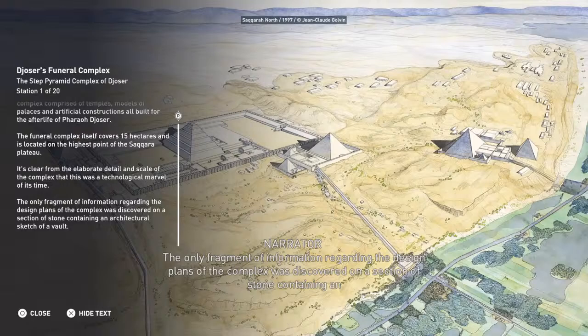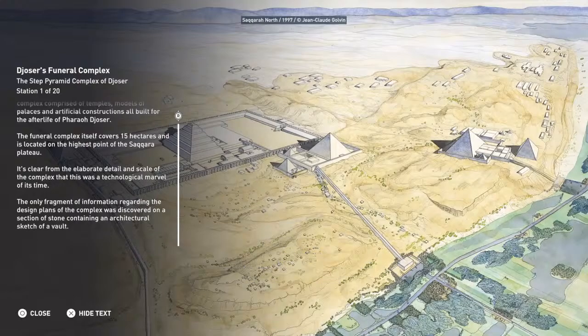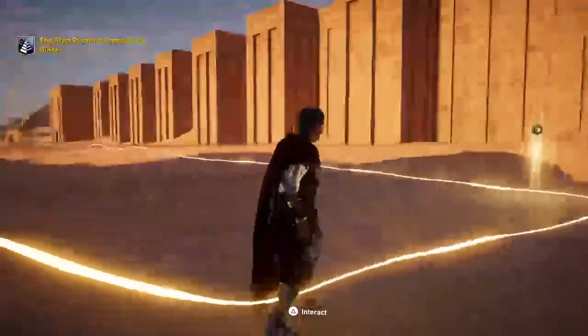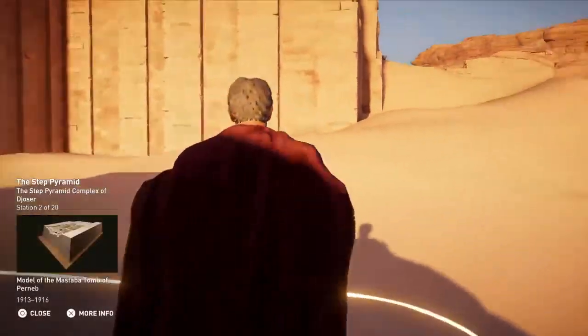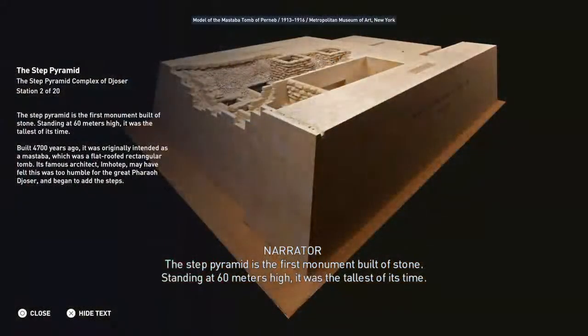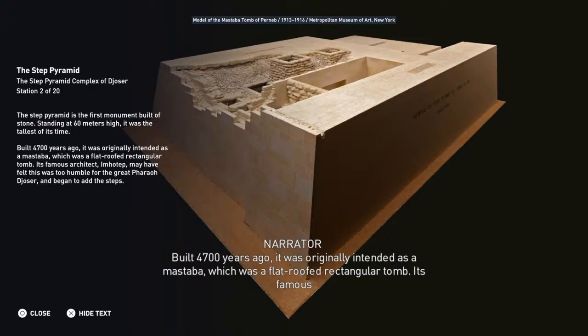The only fragment of information regarding the design plans of the complex was discovered on a section of stone containing an architectural sketch of a vault. The Step Pyramid is the first monument built of stone. Standing at 60 meters high, it was the tallest of its time. Built 4,700 years ago, it was originally intended as a mastaba, which was a flat-roofed rectangular tomb. Its famous architect, Imhotep, may have felt this was too humble for the great pharaoh Djoser and began to add the steps.